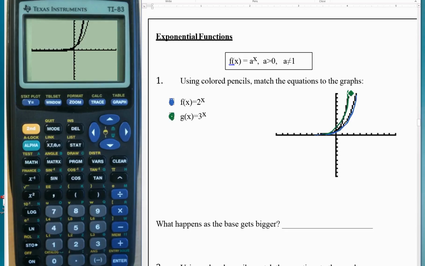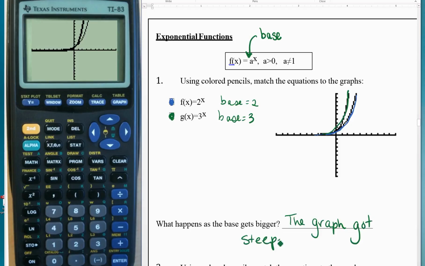Now what happens is, as the base gets bigger, we call the a value the base. So here we've gone for a base of 2, and this one has a base of 3, and as the base got bigger we saw that the graph got steeper. If you think about what these functions mean, you're either taking 2 to an exponent or 3 to an exponent. If you're multiplying 3 by itself multiple times, that's going to grow faster than if you're just multiplying 2 by itself.